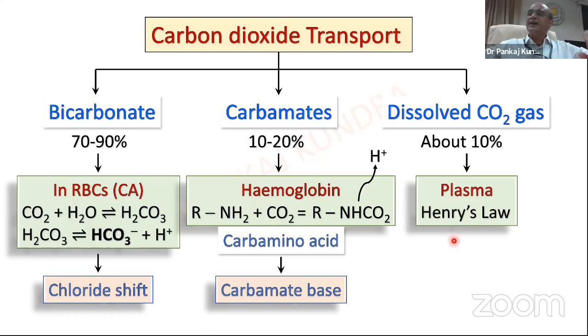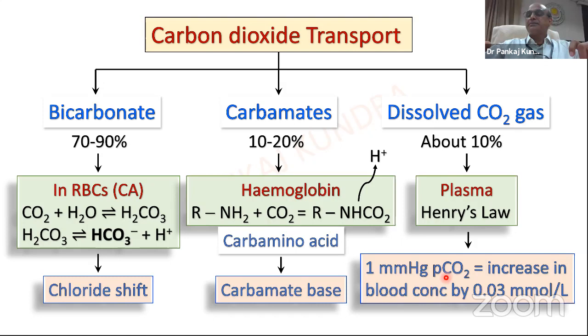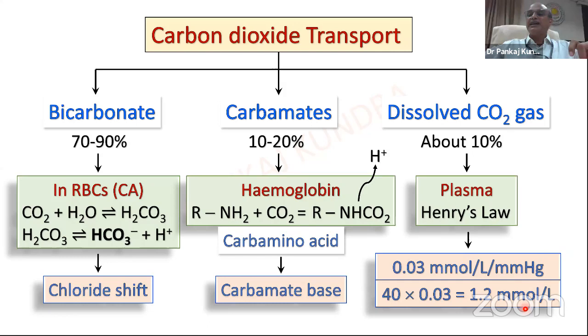Dissolved CO2, you know, is because of Henry's law. Henry's law states that the amount of dissolved gas in a liquid is proportional to the partial pressure above the liquid. That means that 1 millimeter of PCO2 will increase the blood concentration of CO2 by 0.03 millimoles per liter. If you multiply that by the PaCO2, the total content of dissolved CO2 would be about 1.2 millimoles per liter.